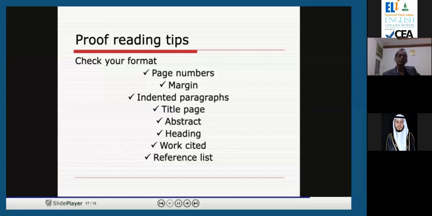Gone are the days when we used to write letters and paragraphs with an indentation an inch away from the margin. Indented paragraphs. Indentation is not a very big issue anymore. That's the new convention. It used to be the norm in the past. The title page obviously has to be bold and heavy, placed on the top with the margin and indentation.